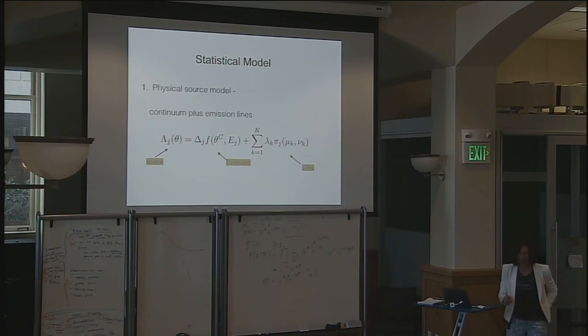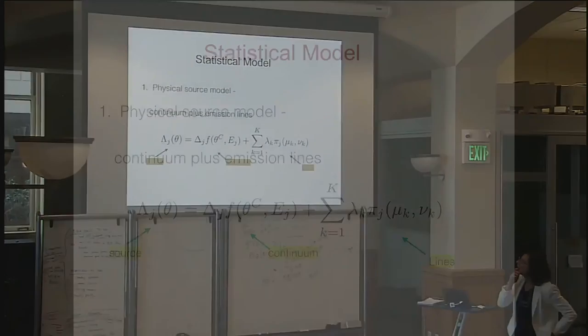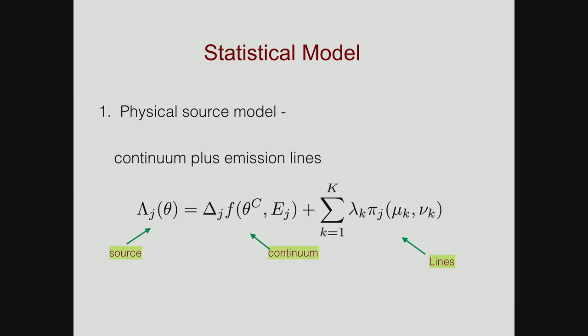So to set up a statistical model in X-rays, you think about the physical source model. So it's continuum, some process emitting the continuum. Here I put it F with some parameters and energy. So you define this process on an energy scale. And you have the lines, which are written in these strange forms, but these are Gaussian lines. And you have a number of lines at certain locations and certain widths there.